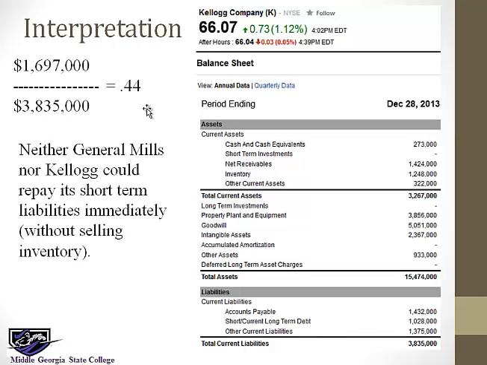It's also quite low, so neither General Mills nor Kellogg could repay its short-term liabilities immediately without selling any inventory. So vendors and creditors are on notice about those particular features of those two firms.